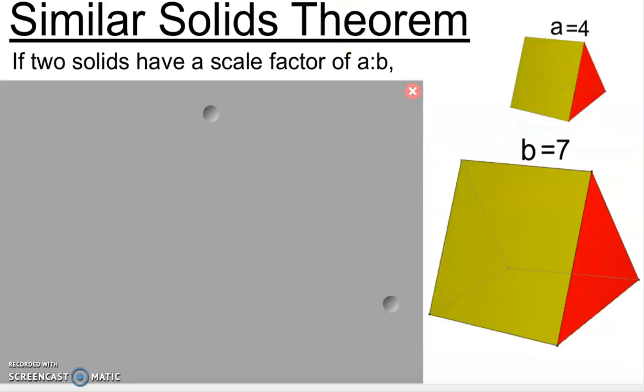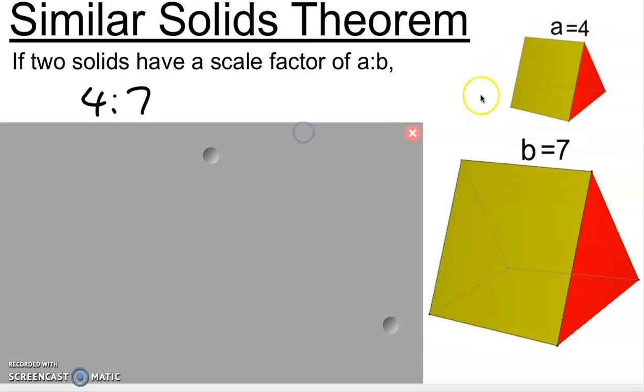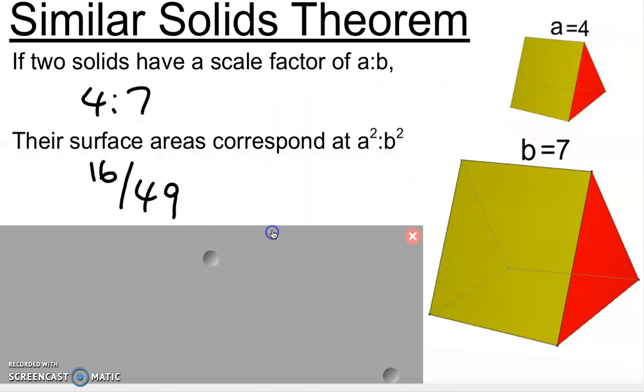All right, so let's take a look at how that scale factor gets tweaked when we deal with surface area and volume. In this case, the solids have a scale factor of 4 to 7. One side length here is 4, and this one's at 7. If I take a look at the surface area, the area around the solid, I have to square the scale factor because area is in square units. So 4 squared becomes 16, and 7 squared becomes 49.